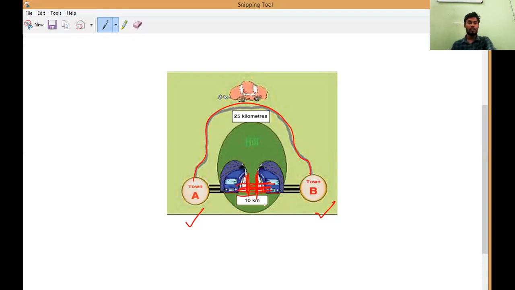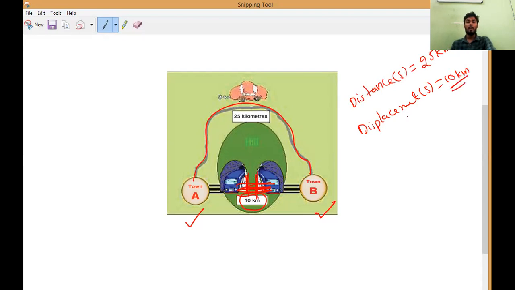By that time, what is the distance? 10 kilometers. What is distance and what is displacement here? Distance is how much here? 35 kilometers. Okay. Now what is the displacement? A to B. That is the displacement, 10 kilometers.